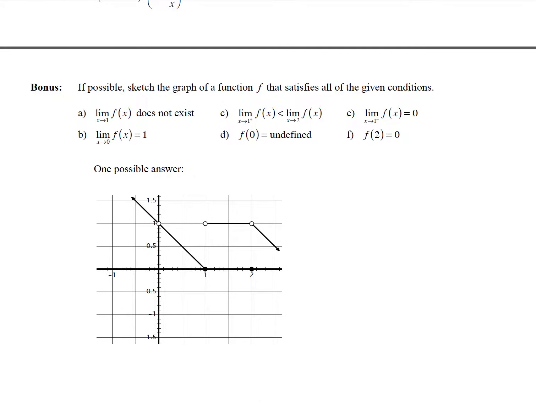In the bonus, we have 6 conditions that we are asked to meet. And to answer this question, I think the best way to go about it is one step at a time. For instance, here it says the value of the function at 2 is 0. So what that would mean is that at 2, you would want to put a filled in black point here, a filled in point here, and then just go around and do various other things to show each of these conditions.